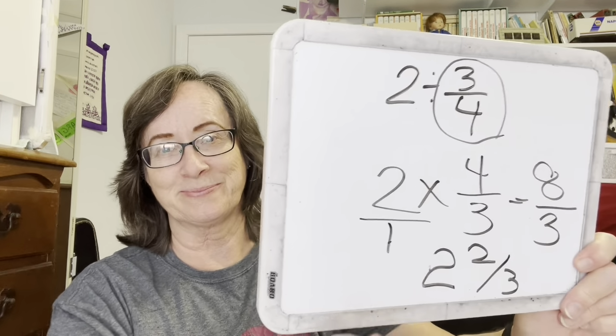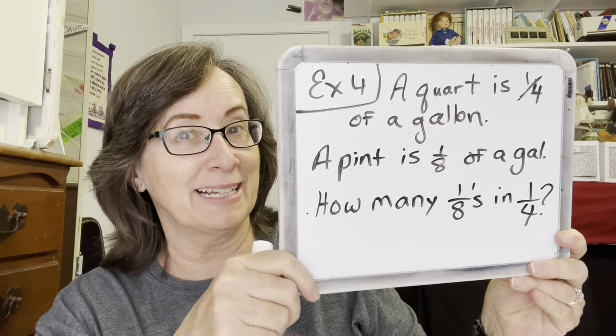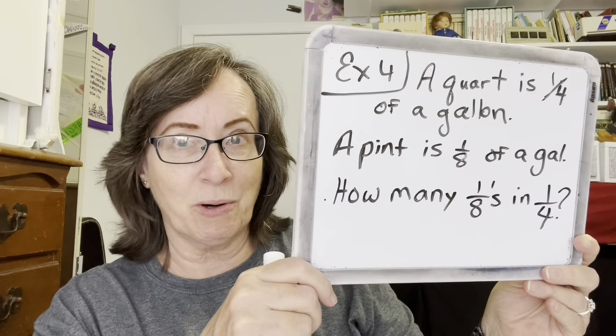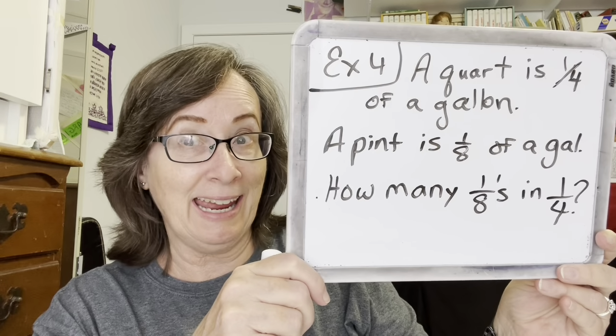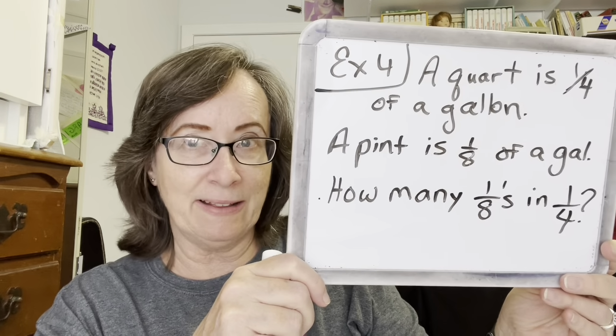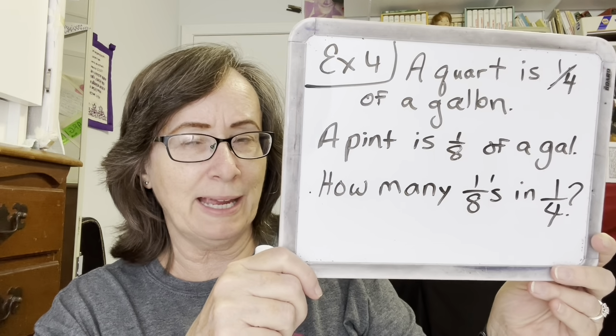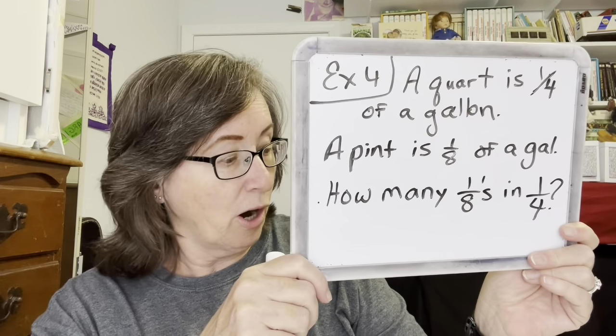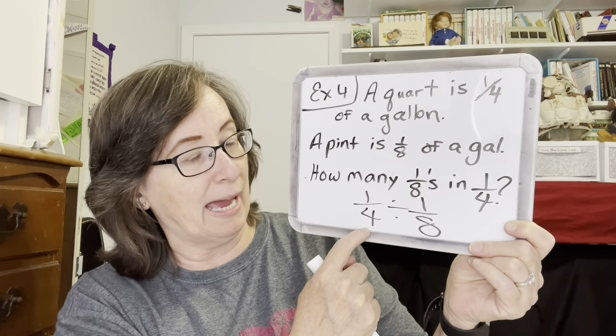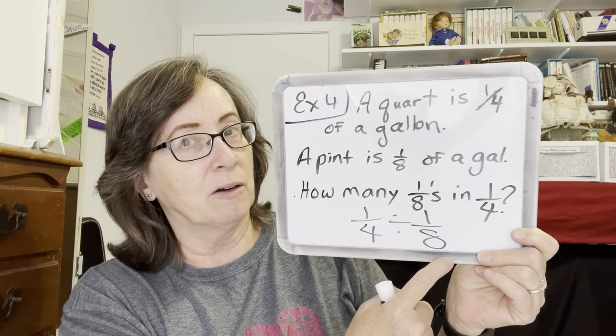Okay, now this is example 4. So hopefully you've copied everything up to this point, and we're on example 4. Example 4 says a quart is 1/4 of a gallon, and a pint is 1/8 of a gallon. How many eighths are in a quarter? Now if you're going to try to find out how many eighths are in a quarter, aren't you going to start with 1/4 and divide by 1/8? How many eighths are in this one? How many of these is in that? Okay, so we're going to divide 1/4 divided by 1/8.